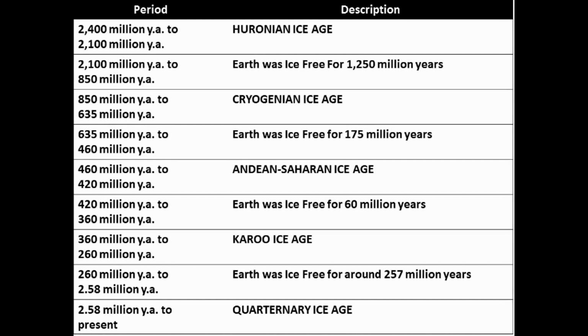This chart displays all the known ice ages. There appear to have been 5 major ice ages over the past 2.4 billion years. That is 2,400 million years. And as can be seen from the chart, interspersed between these ice ages, there were very large periods of time when the Earth was free of ice, even in high northern latitudes.